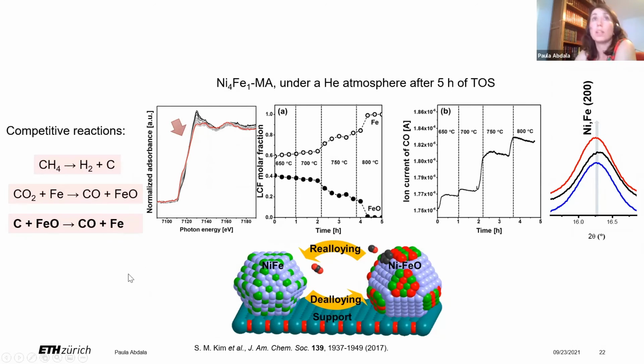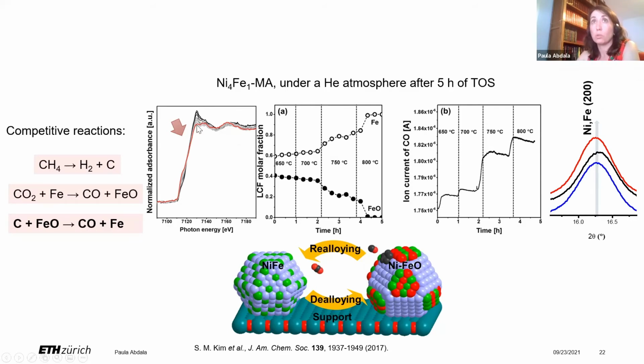And how can we decompose the contribution of these reactions? So what we did is we went back to the synchrotron. We performed again the experiment. We performed 5 hours time on stream. At this time, we know there should be some carbon formation, not crystalline, but amorphous. And so after the 5 hours, we stopped the reaction. We closed all the valves and flowed an inert gas, helium. And if this reaction is true, our iron oxide should reduce to iron and produce carbon monoxide.